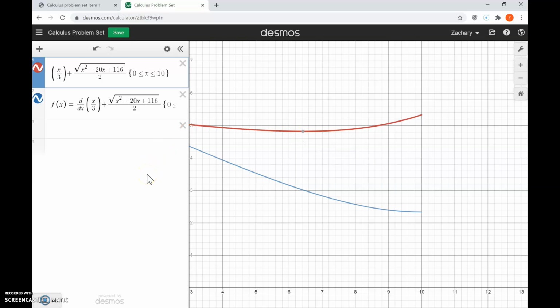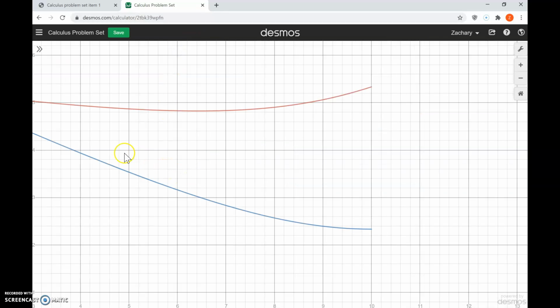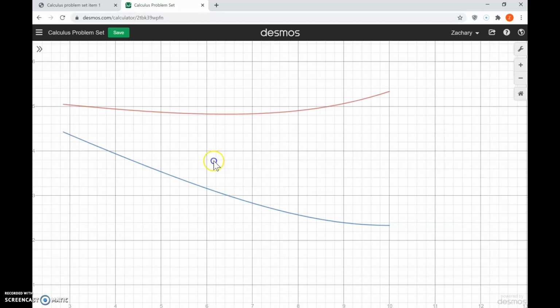So I know you could check this using the derivative tests as well. Using the first derivative test, if you did f prime of x, this is going to be the f prime of x, this blue line. That's just telling you the slope of every single point x on this line.